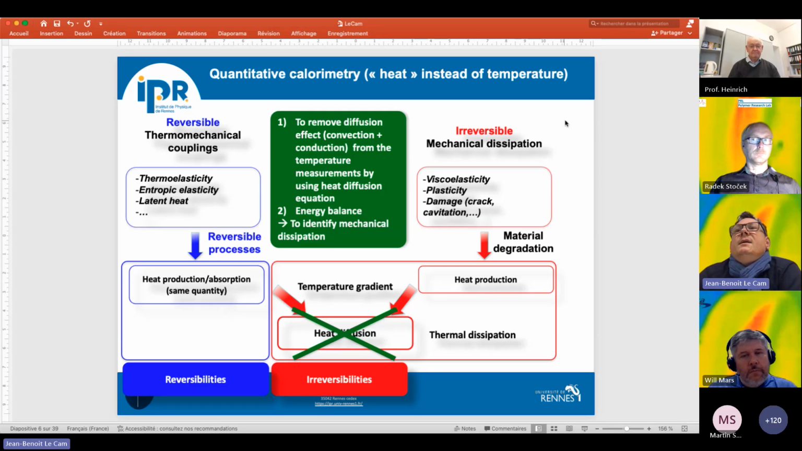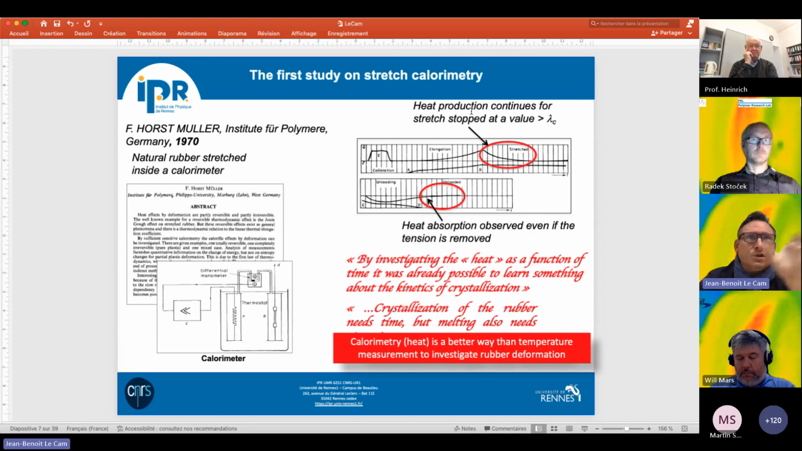The aim here is to remove the diffusion effect from the temperature measurements, I mean the convection and the conduction, by using the heat diffusion equation. And if we are able to do so, we will also be able to carry out energy balances in order to identify the mechanical dissipation. So this is the general framework.